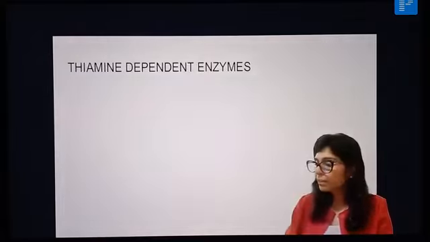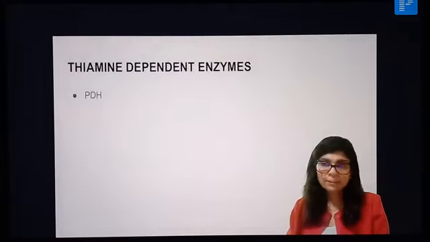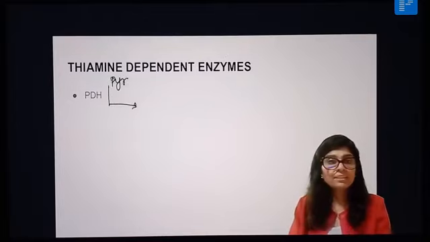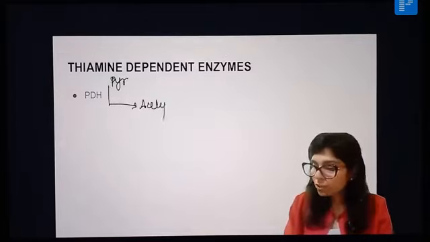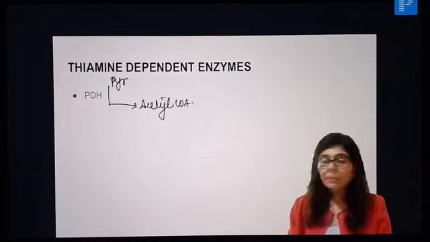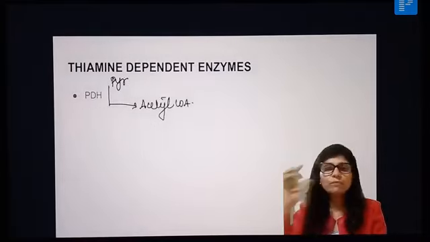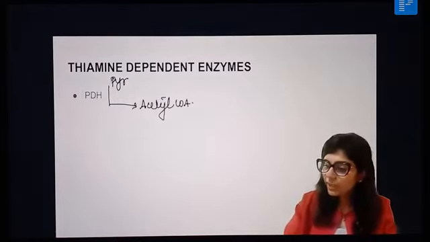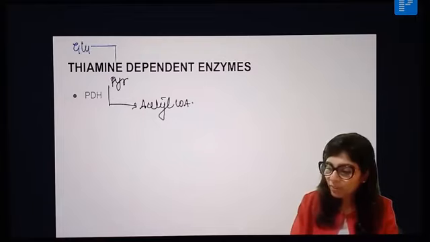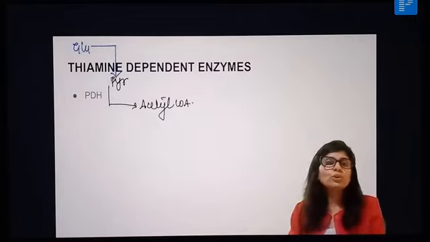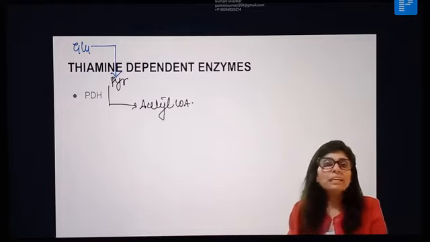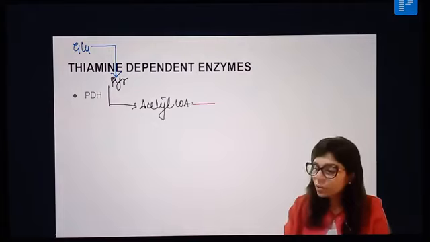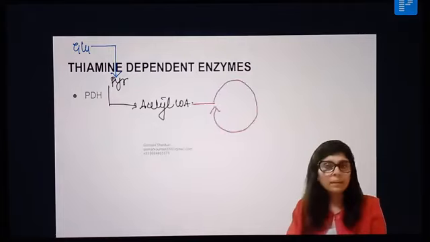The first one is pyruvate dehydrogenase complex. And if you want to know what is the function of pyruvate dehydrogenase complex, it is to convert pyruvate into acetyl-CoA. From where do you get pyruvate? You get pyruvate from glucose. Whenever you consume glucose, glucose becomes pyruvate, and then PDH complex converts pyruvate into acetyl-CoA. Then acetyl-CoA enters into citric acid cycle.